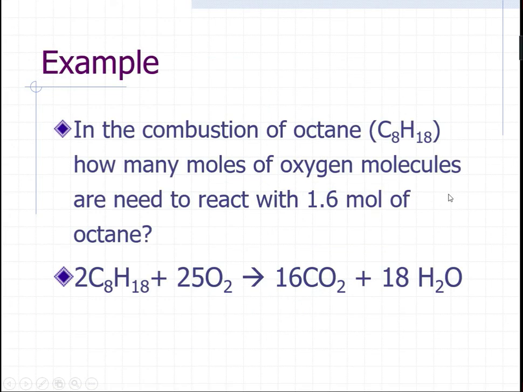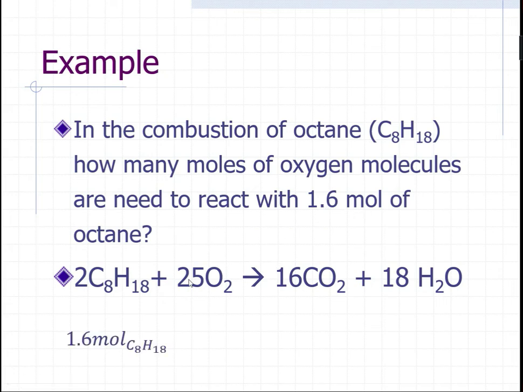So for example, if I had octane, C8H18, and I wanted to know how many moles of oxygen, O2, are needed to react with 1.6 moles of octane, well, I'm comparing two different substances in this balanced chemical equation. I have a 2 to 25 ratio. I'm starting off with 1.6 moles of octane.